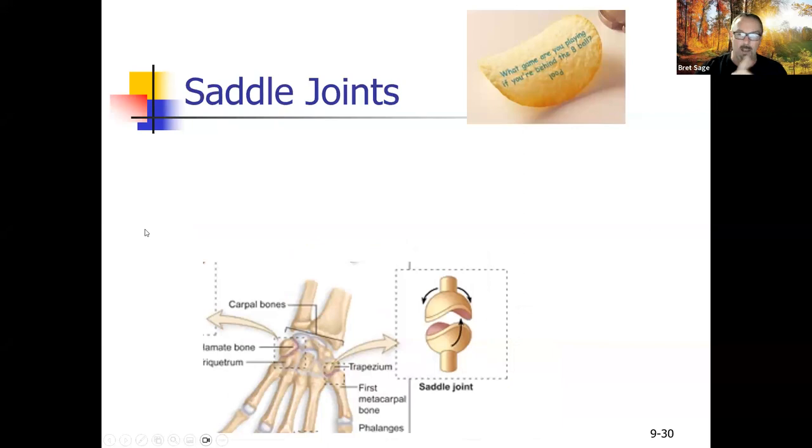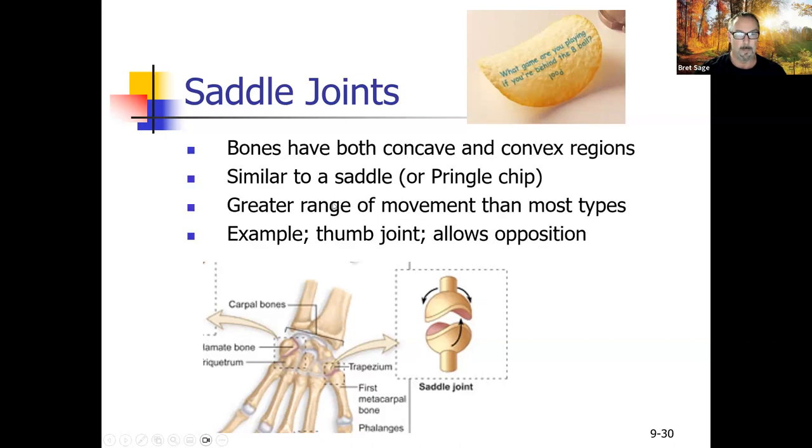Saddle joints. I don't know if you guys are old enough to remember when Pringles used to have writing on them, jokes, right? But they did. So I wanted to bring a picture of a Pringle in. This was a while ago. But why do I bring a picture of a Pringle in? Because they are shaped like a saddle, which is curved upward, front to back, and curved downward, left to right. And that's why it's called a saddle joint, because that's how saddles are built.